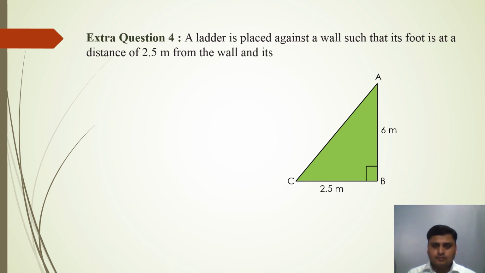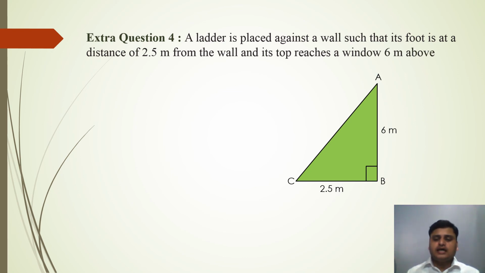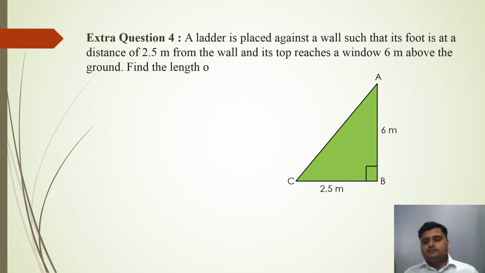And its top reaches the window. Of course, the ladder's top reaches the window, which is 6 meter high above the ground. 6 meter high above the ground. So we need to find the length of this ladder, that is AC. Okay, so let's begin the solution.